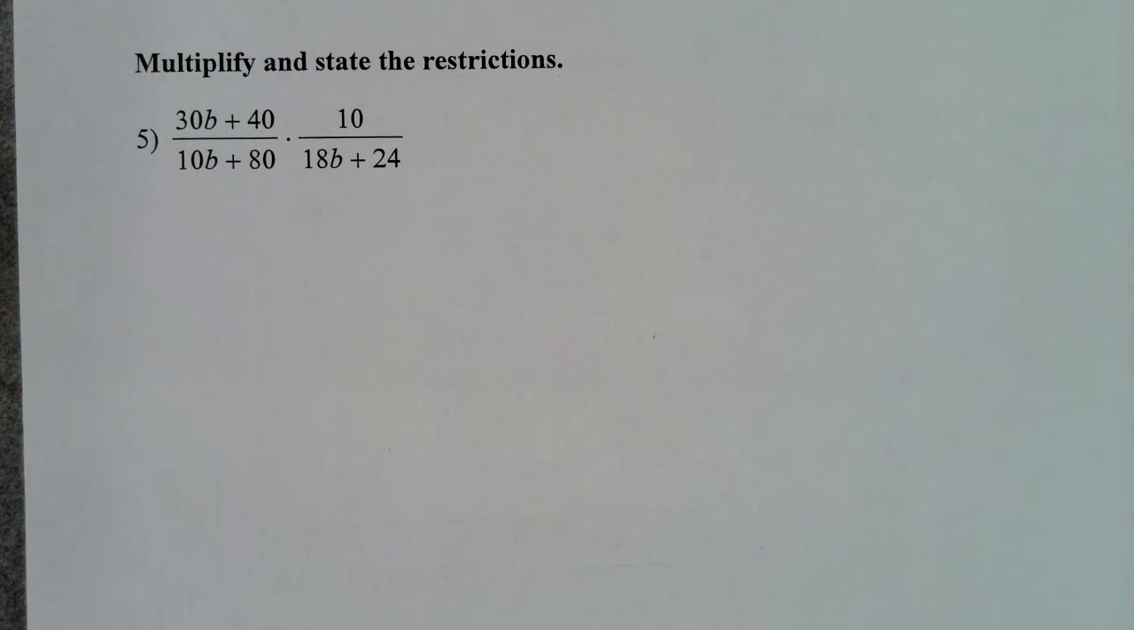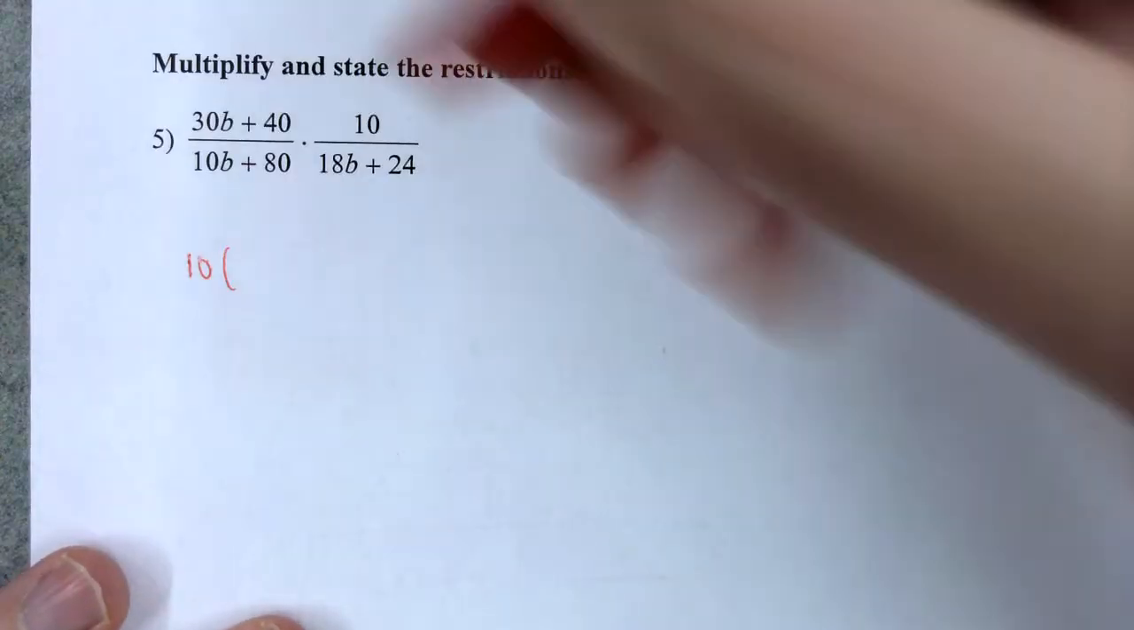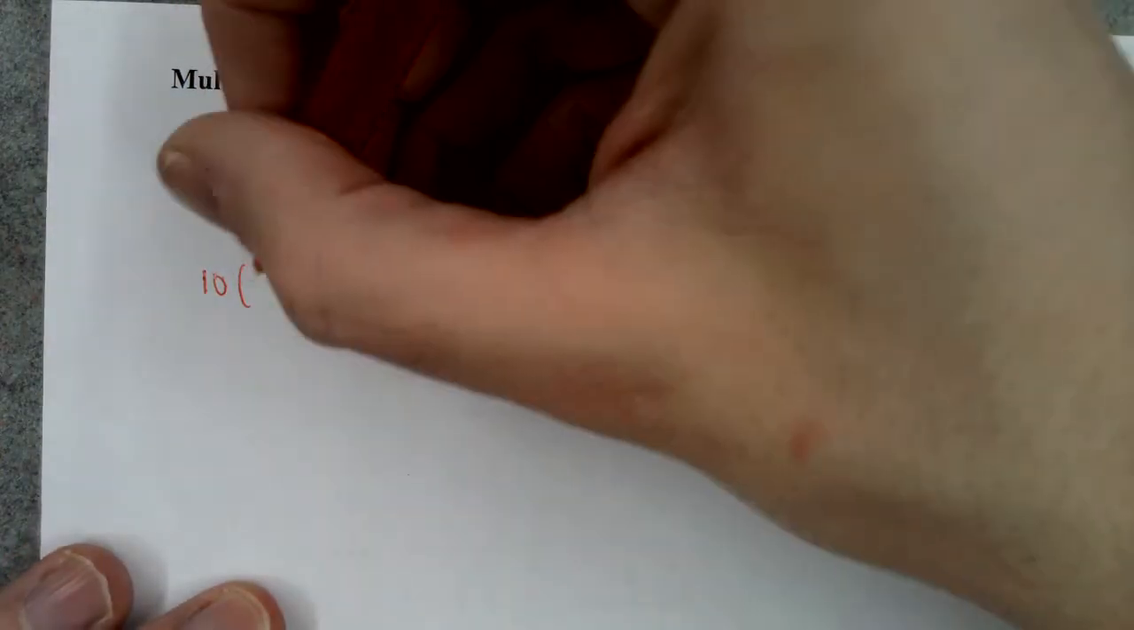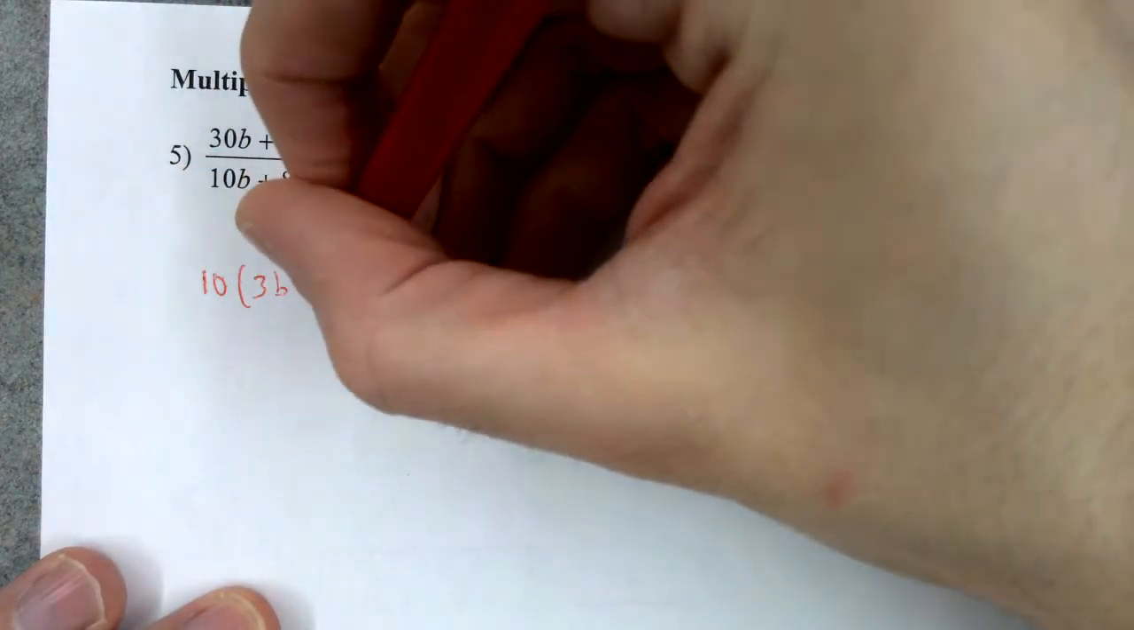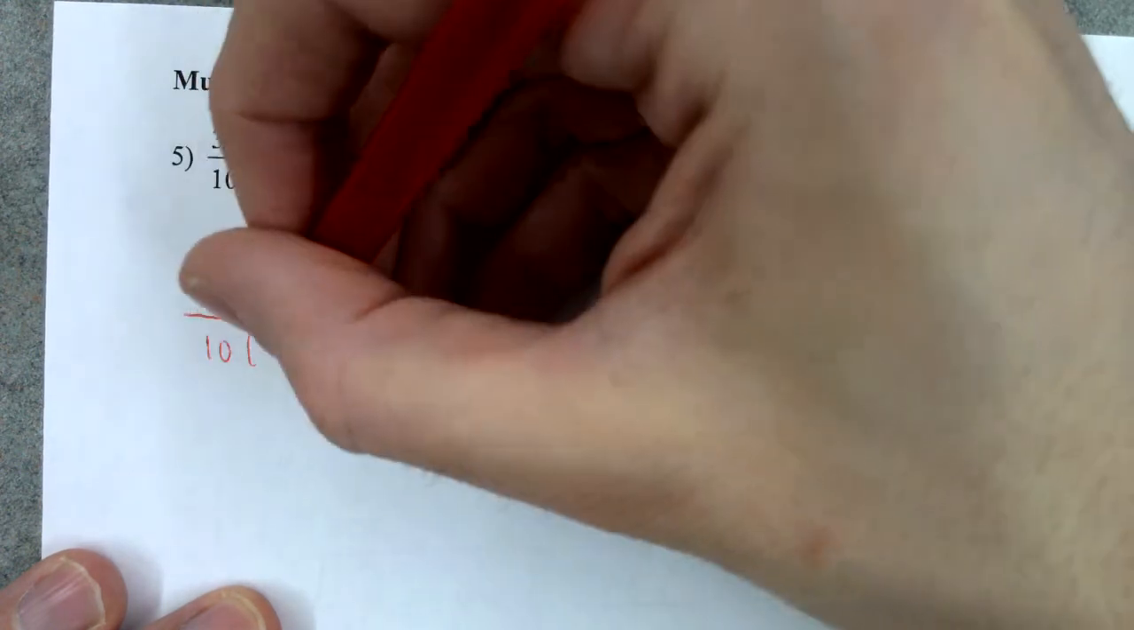Now we have 2 more in the review. We have 1 multiplication problem, and we have 1 division problem. So first thing we're going to do for number 5 is we're going to factor. The top left has a GCF of 10. That leaves you with 3b plus 4. The bottom left has a GCF also of 10. That leaves you with b plus 8.